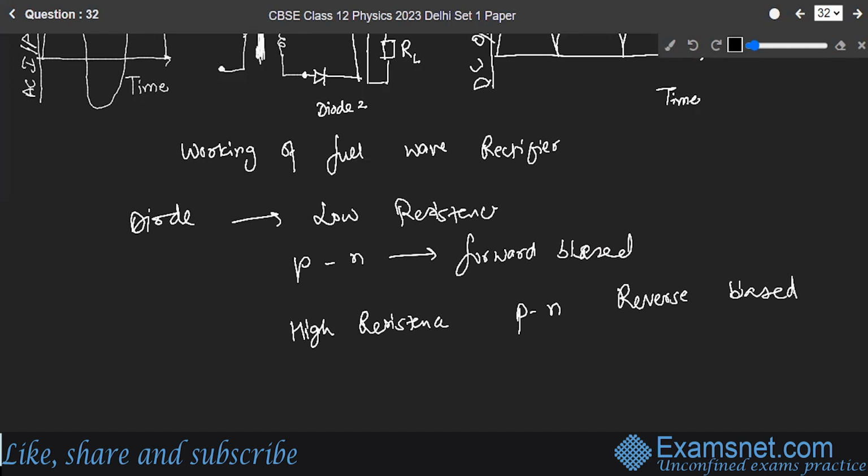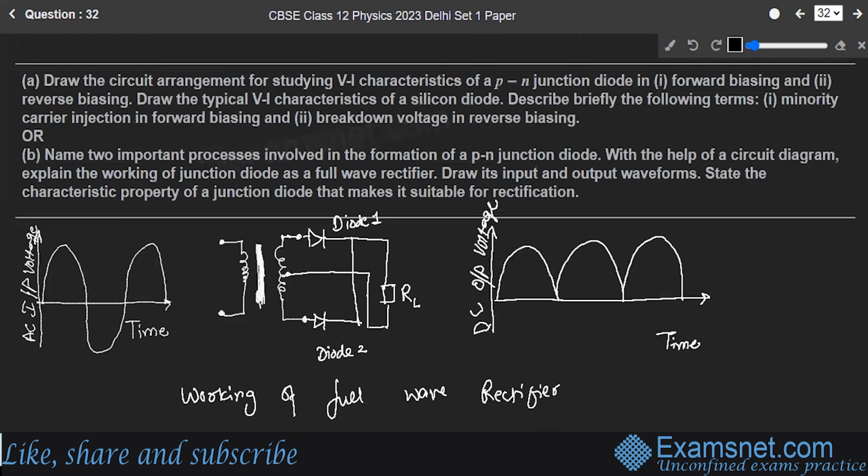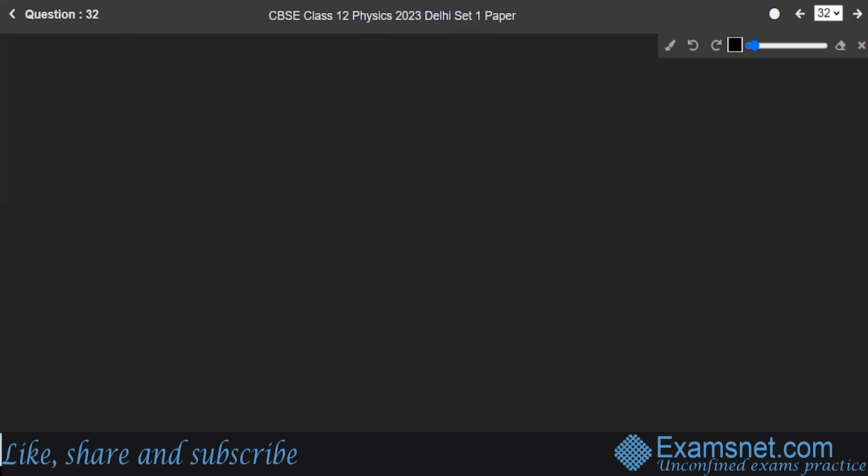The circuit is set up so that if the diode is forward biased during the first half cycle, it will switch to reverse bias during the second half cycle, and so on. Now, the characteristic property of the junction diode that makes it suitable for rectification, let's discuss that property.